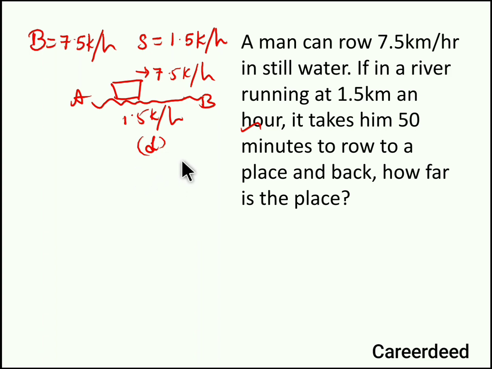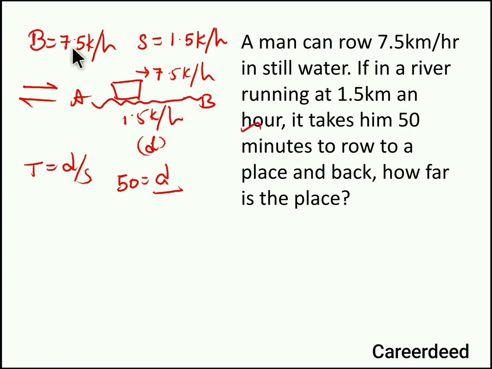So we are going to use the basic formula, time equals distance by speed. Here the total time taken by the man to cross the distance is 50 minutes. See, in 50 minutes he could cross from A to B as well as B to A. So it's a round journey, right? It's a round trip.